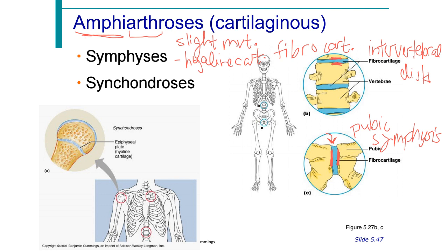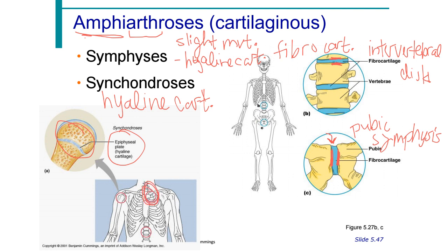A synchondrosis is going to be held together by a thin layer of hyaline cartilage only, so no fibrocartilage associated with this type of joint. Okay, some examples here would be that epiphyseal plate, right? Before it becomes an epiphyseal line, that epiphyseal plate is made of hyaline cartilage, as well as the sternocostal joints.